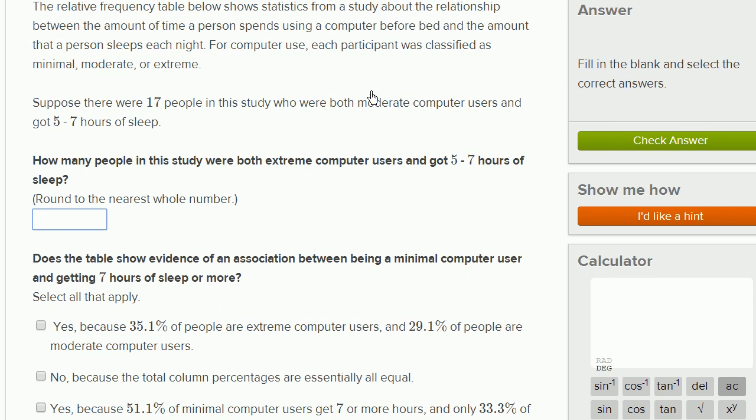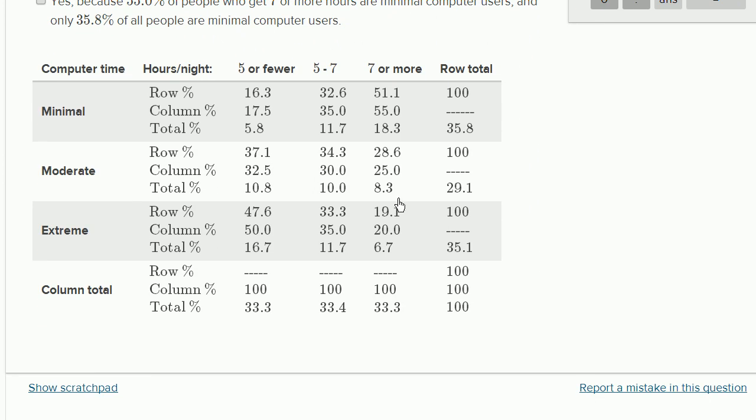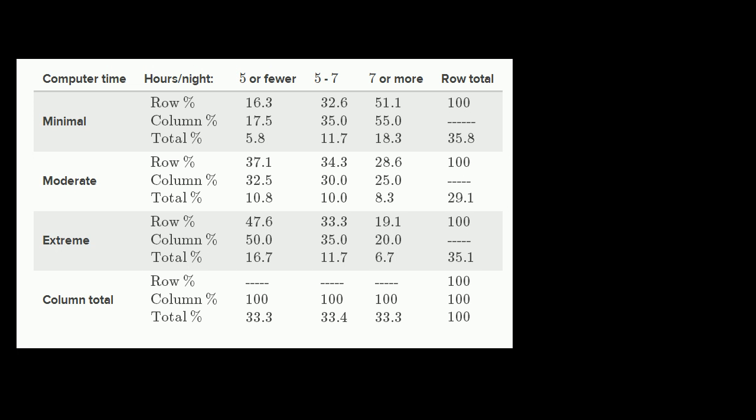So they tell us, suppose there were 17 people in the study who were both moderate computer users and got 5 to 7 hours of sleep. So moderate, 5 to 7. So this category right over here, there were 17 people in this category. And just to mark that, I copied and pasted this chart onto my scratch pad so I can write on it. So this group, they're telling us, this group right over here, there are 17 people.